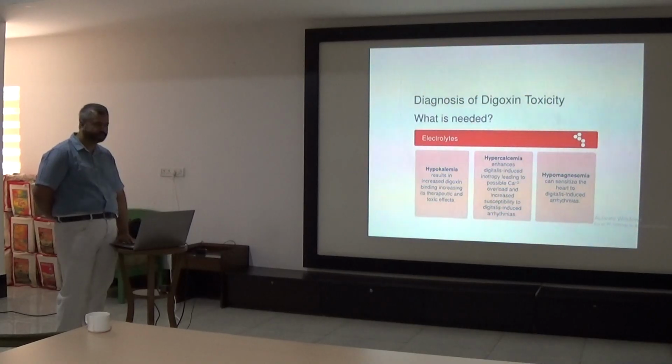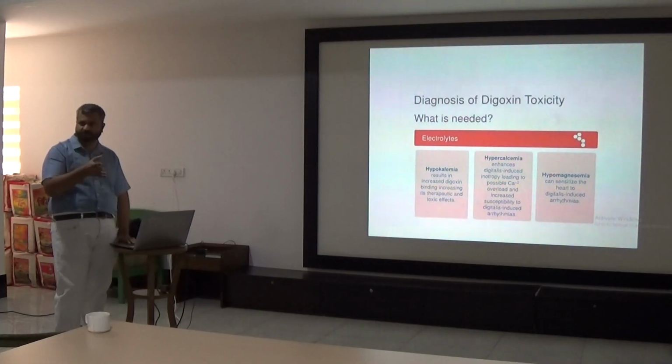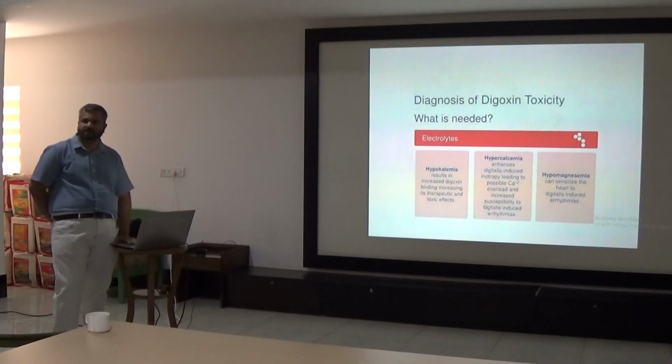So what is the prime reason? It increases the binding of the drug to the receptor. But why is there hypokalemia in a Digoxin patient? In acute overdose, with its mechanism of action, it blocks the inflow. Inflow block.